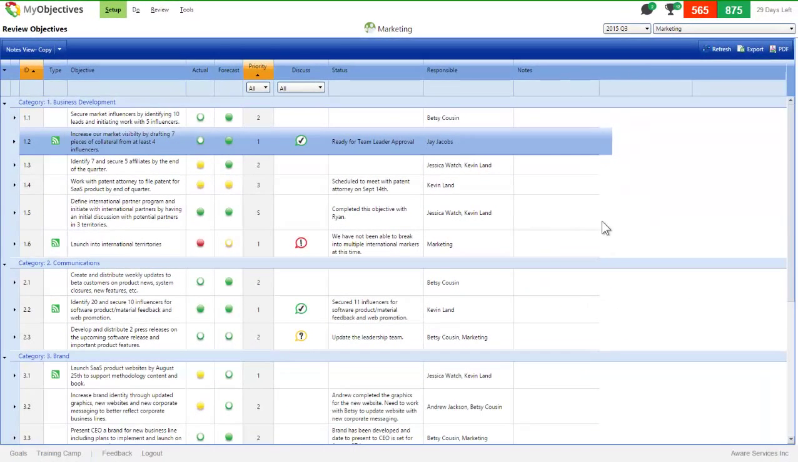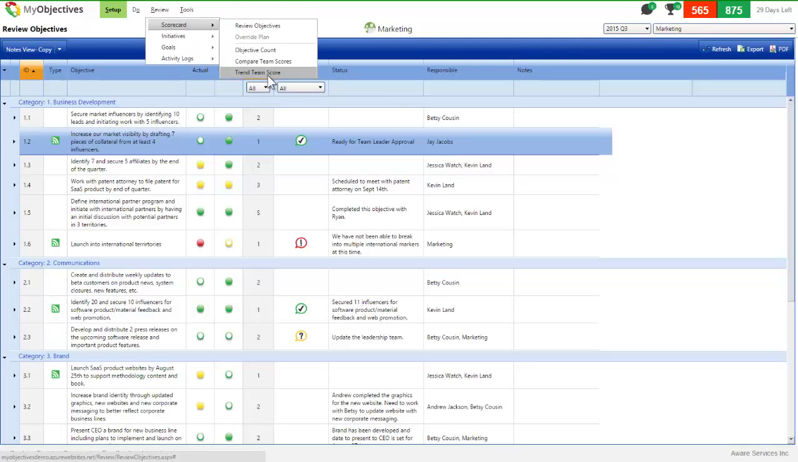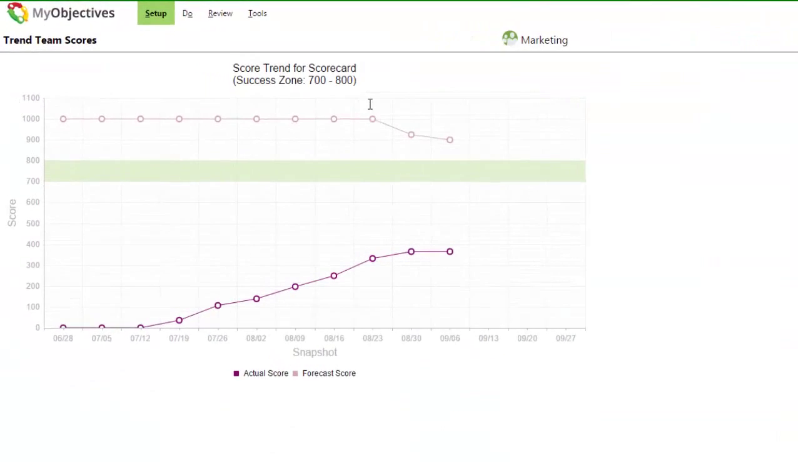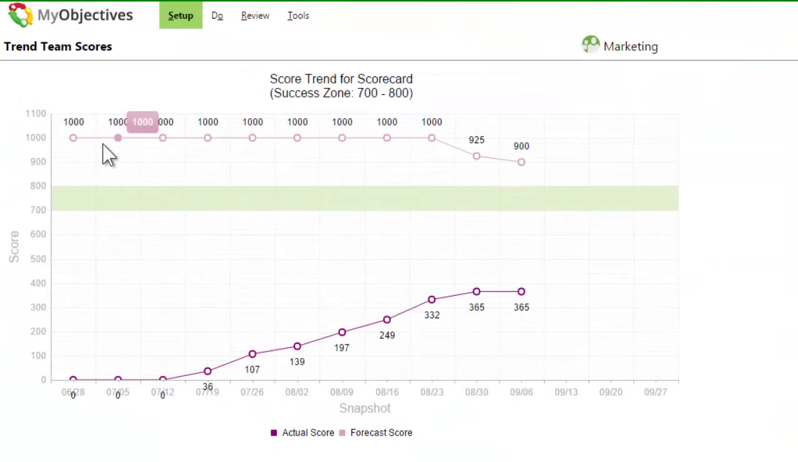So again, by taking a look at the actual scores and the forecast, this team is currently performing at 565 out of 875. So let's take a little bit more detailed look at that. I'm going to take a look at how the team is trending over time. And what we can see is, again, they were expecting to have 1,000, and as time has passed, they've indicated that there's some erosion in their activities, and at this point they intend on ending in the neighborhood of 900. And this is showing their progress to date, and again, how many points they've earned so far.